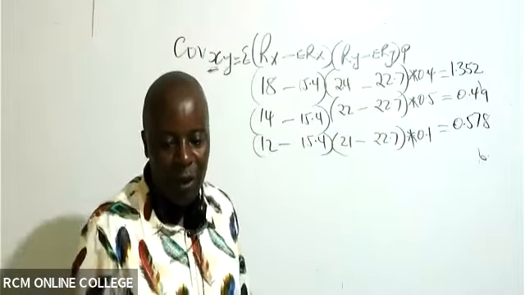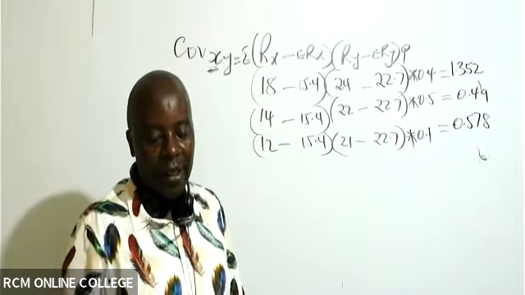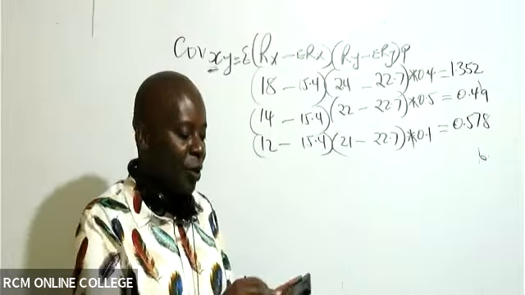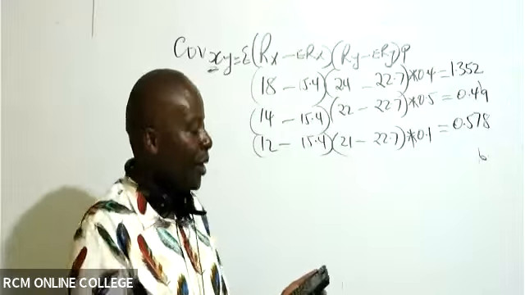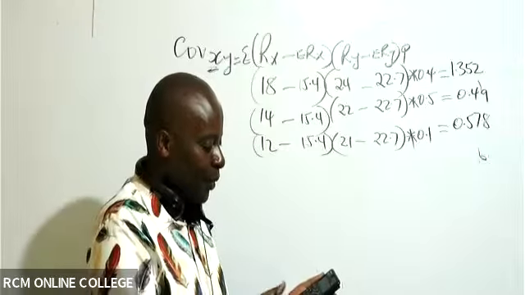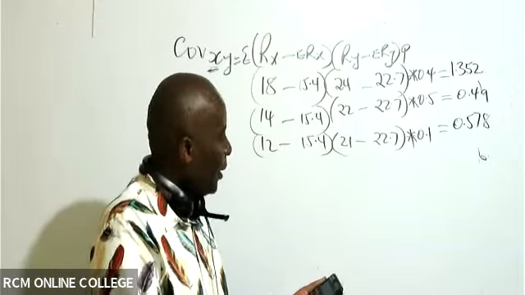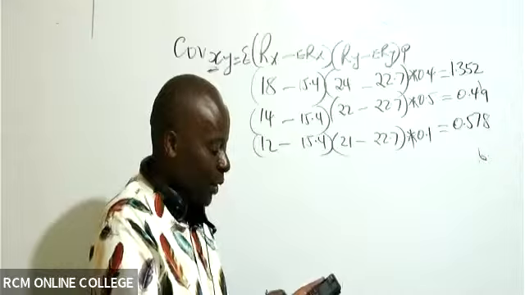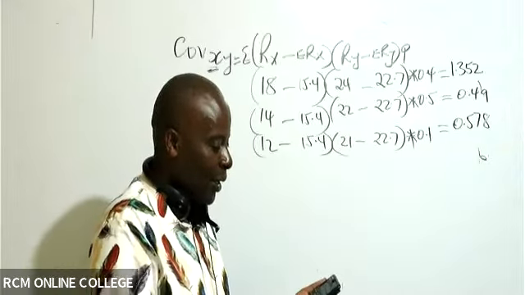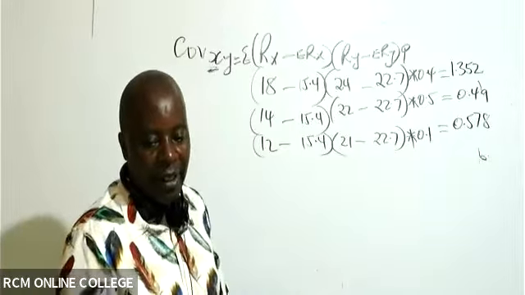The second one is 0.578. So let's confirm the third one. The third one is 12 minus 15.4, close, times, open, 21 minus 22.7, close, times 0.1 equals. I'm getting 0.58 here, right? Thank you so much.